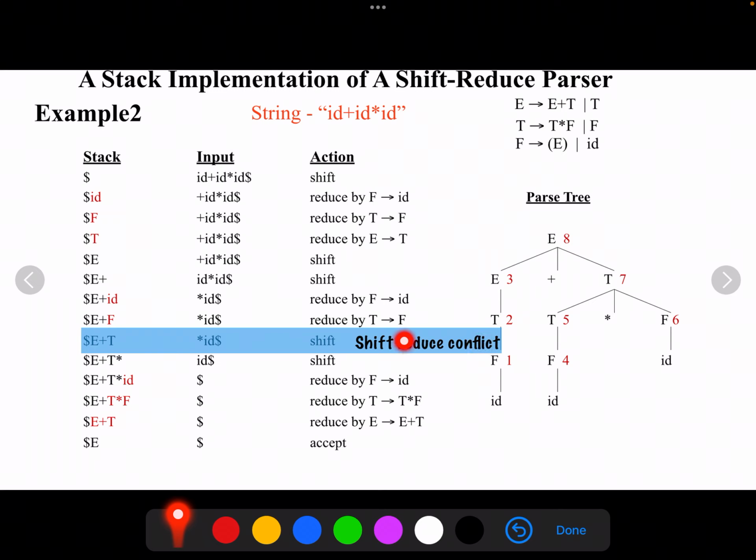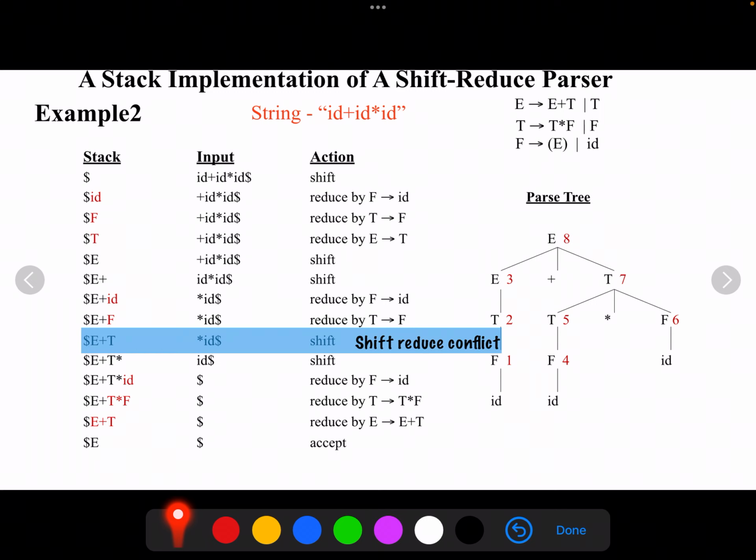So the parser will get confused whether it has to shift star to the stack or reduce E plus T by E. If it applies the reduce action here, it is not going to generate the string or accept this complete string. So that's why we have imposed the priority of star over plus and we just shifted this, but this is not happening in all cases. So this is one of the conflicts that we call a shift reduce conflict, when the parser gets confused whether it has to perform a shift action or a reduce action.